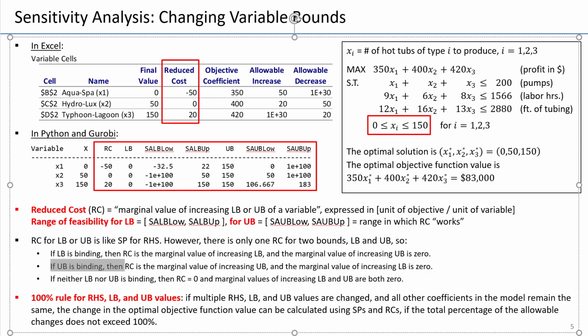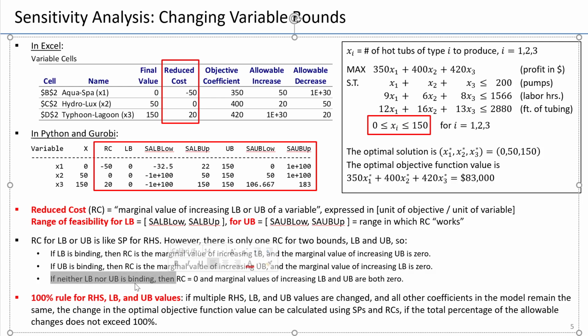If the upper bound is binding, then the reduced cost is the marginal value of the upper bound. So in this example, the upper bound is binding for the third variable. The solver chose an optimal value of 150 for the third variable. 150 Typhoon lagoons should be produced, and this happens to be the maximum value, so the reduced cost applies to the upper bound. It tells us that if we change this upper bound of 150 for variable x3, the reduced cost will tell us what will happen to the optimal objective function value.